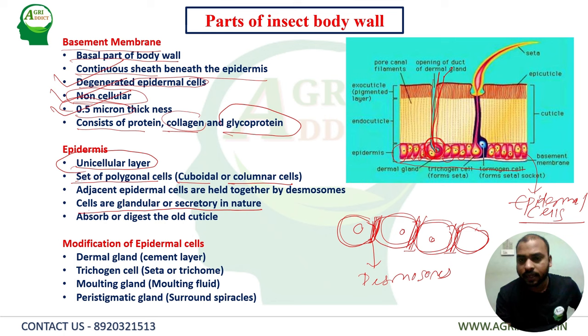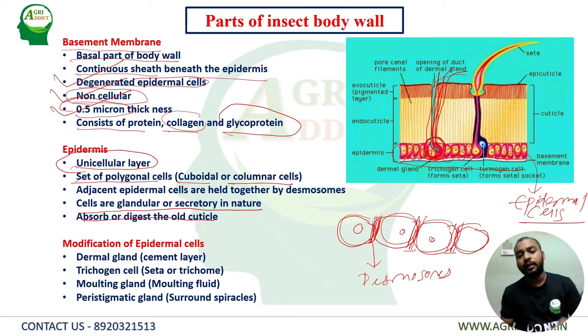They will secrete some proteins, some enzymes, and these will be secreted out through this canal, which is called the dermal gland secretion. And this canal is called the pore canal. Also, the main function of this epidermis is to absorb or digest the old cuticle. That means during the molting process, whatever old cuticle is degenerated is absorbed or digested by these epidermal cells.